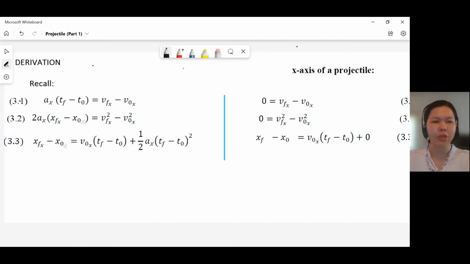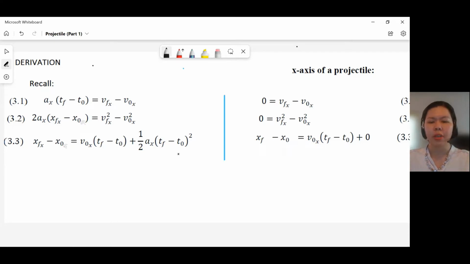We have equation 3.1: a sub x times (t f minus t naught) equals v f sub x minus v naught x. Equation 3.2: 2 a sub x times (x final minus x initial) equals v f squared minus v naught squared. And the third equation: final position minus initial position equals v naught sub x times (t f minus t naught) plus 1/2 a sub x times (t f minus t naught) squared.